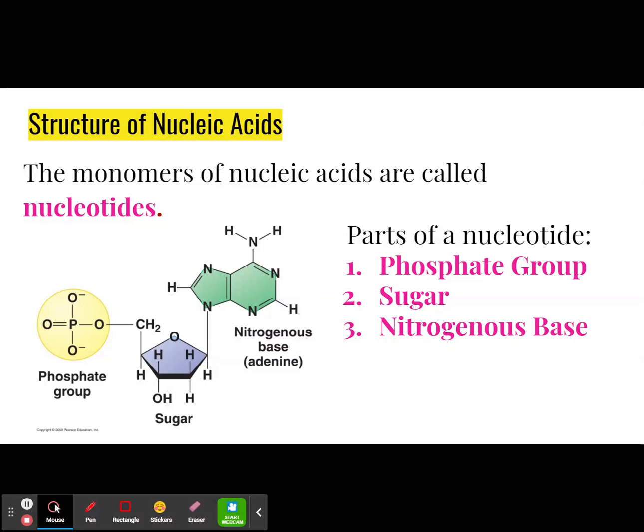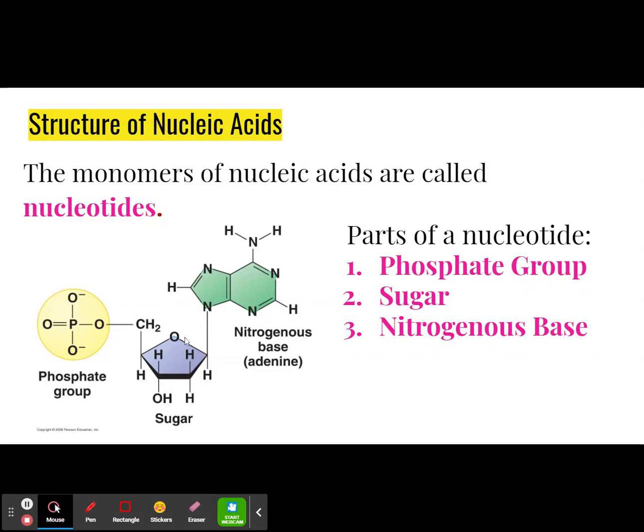There are 3 parts. We have the phosphate group. This is in yellow and it's circular over here on this side. This is a representation of a nucleic acid that shows you not only the elemental composition, but it also shows you the general shape of the molecules. You will occasionally see very simplified diagrams of these nucleotides, where the phosphate group that we see in yellow right here will be represented just by a circle.